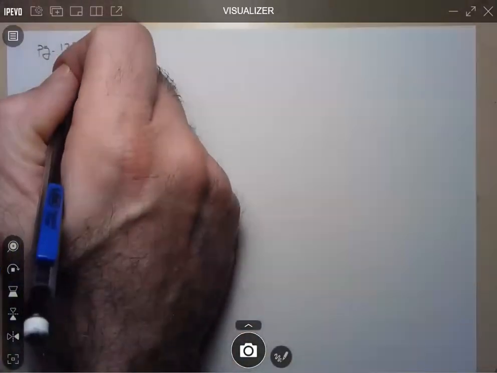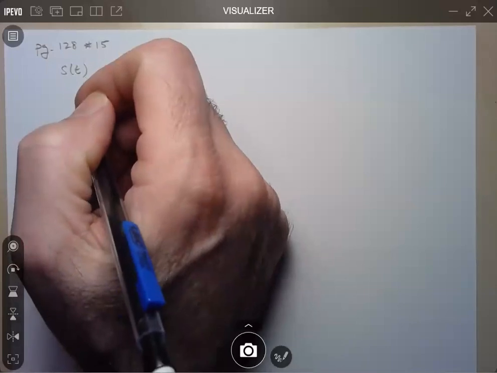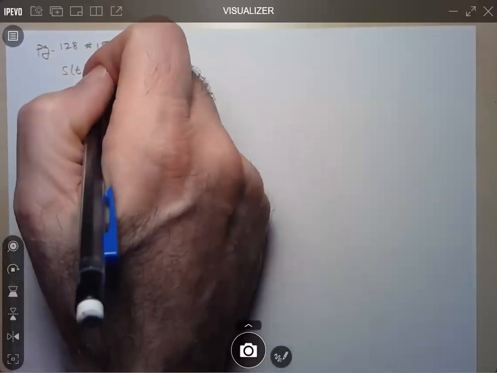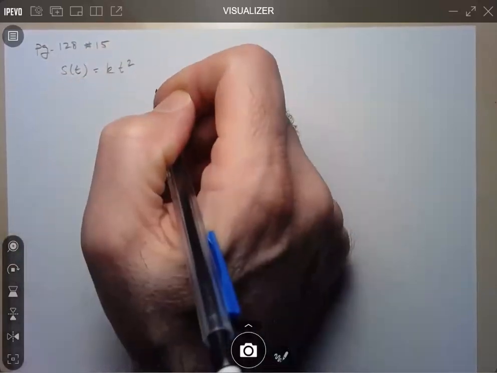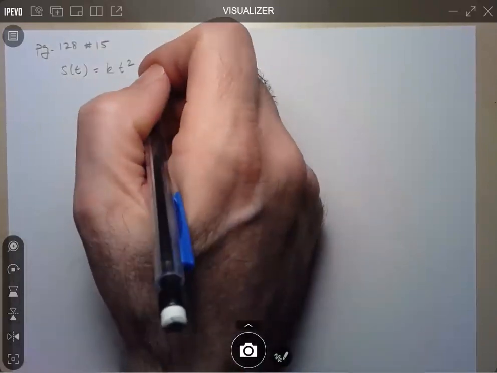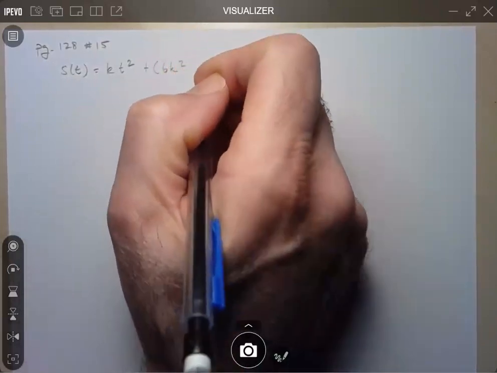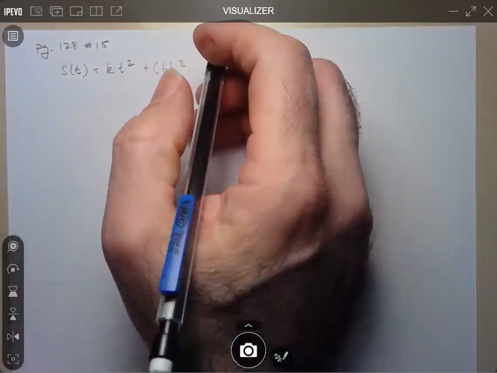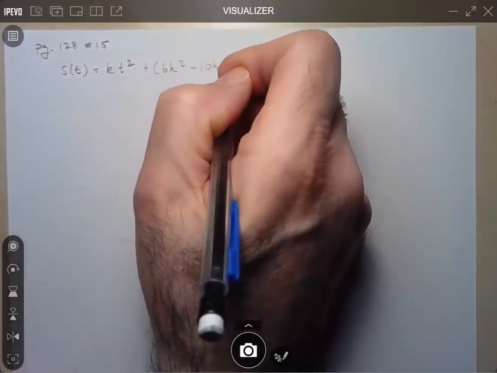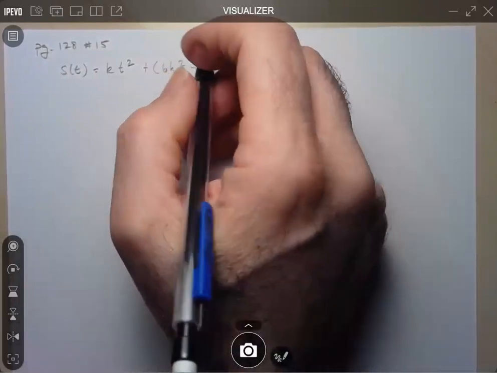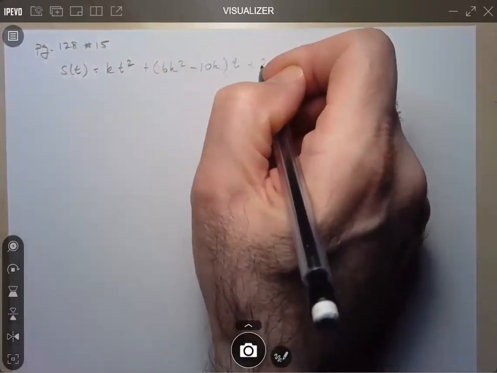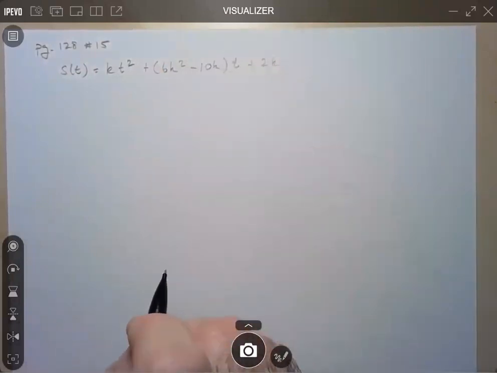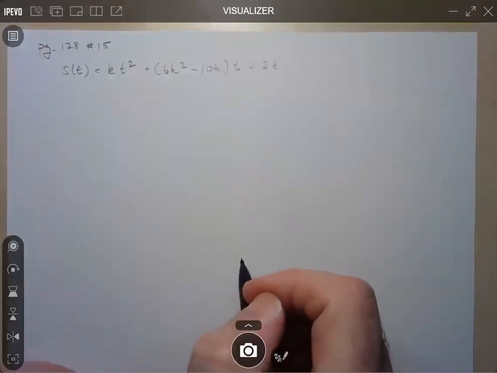So let me start by writing it out. S of t is equal to kt squared plus 6k squared minus 10k times t, plus 2k. And k is a non-zero constant.